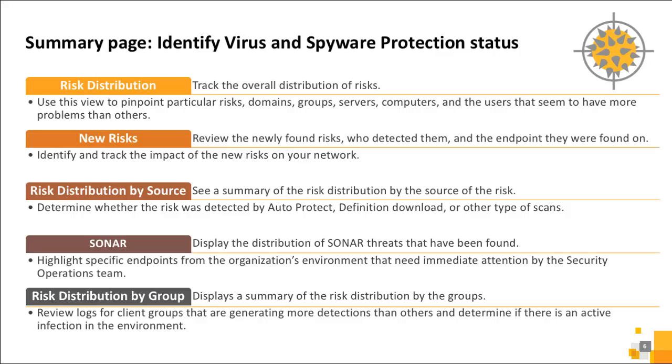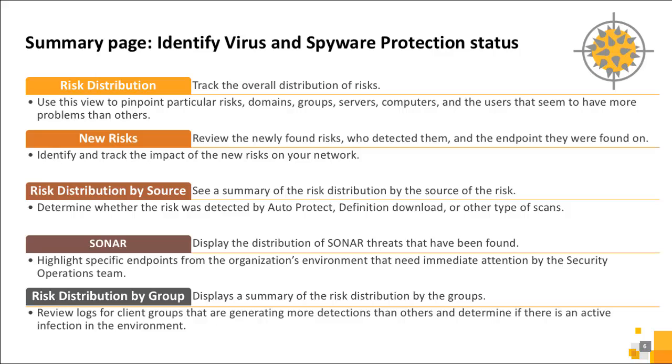The Virus and Spyware Protection Summary page offers a series of reports that provide a snapshot of what is occurring in the environment. Risk distribution reports are used to pinpoint particular risks, domains, servers, computers, and the users that seem to have more problems than others. You can also track the overall distribution of risks. New risks can be used to review newly found risks, who detected them, and which endpoint detected the threat.